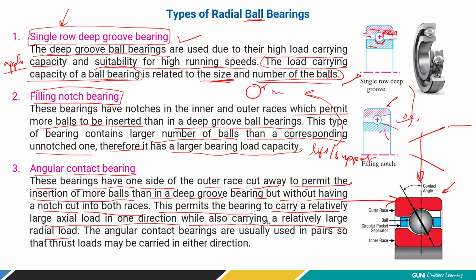Okay, while also carrying a relatively large radial load. So angular contact bearings support radial load and thrust load. Thrust means axial load. Radial means parallel to the radius or perpendicular to the bearing axis. The angular contact bearings are usually used in pairs so that thrust load may be carried in one direction.